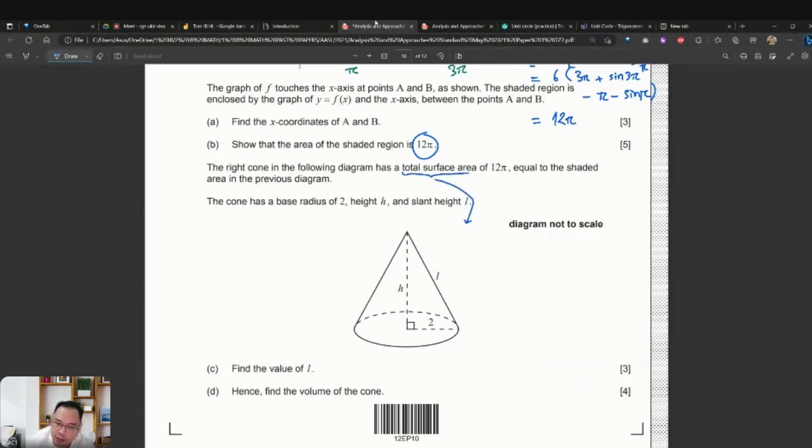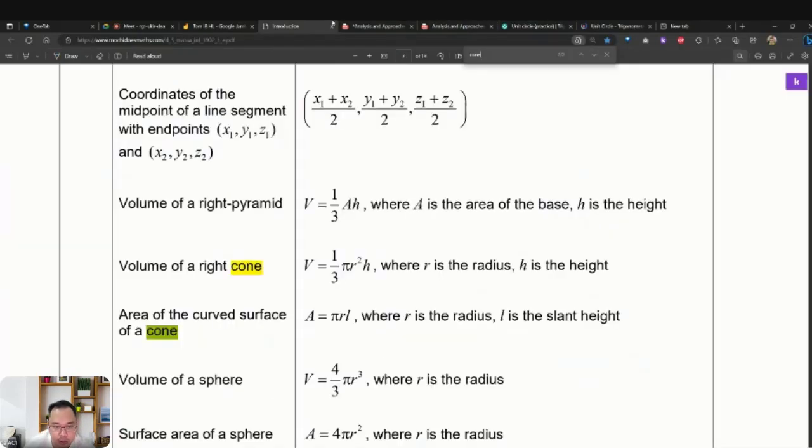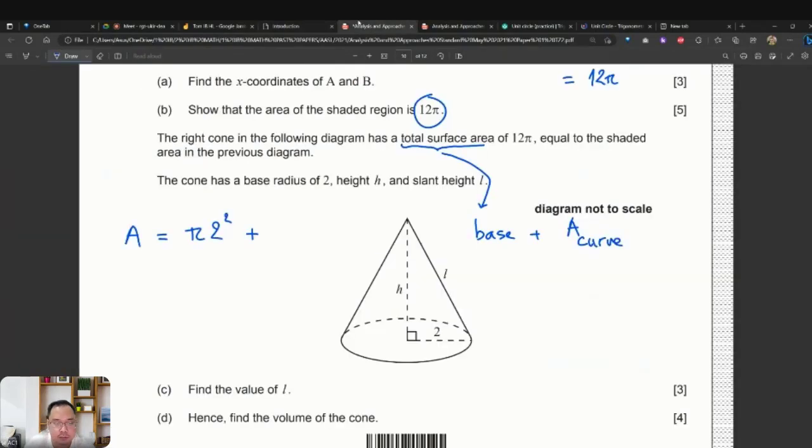This total surface area is the area of the base added with the area of the curved surface, the surrounding. Okay, the base, so we can write the formula. The cone total area is the base, which is the circle area, which is pi times 2 squared, R is 2, and added with the surrounding area, the curved surface, pi RL.